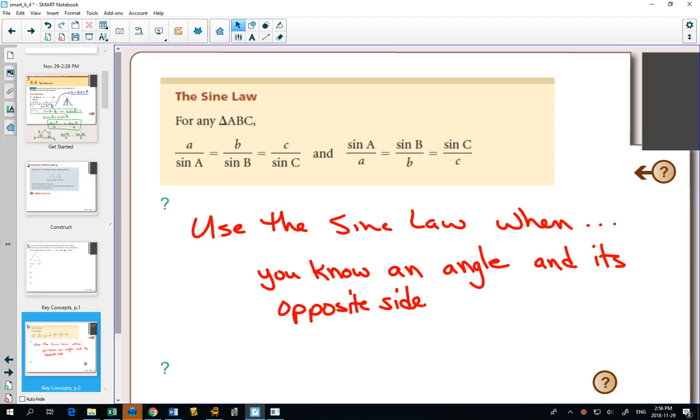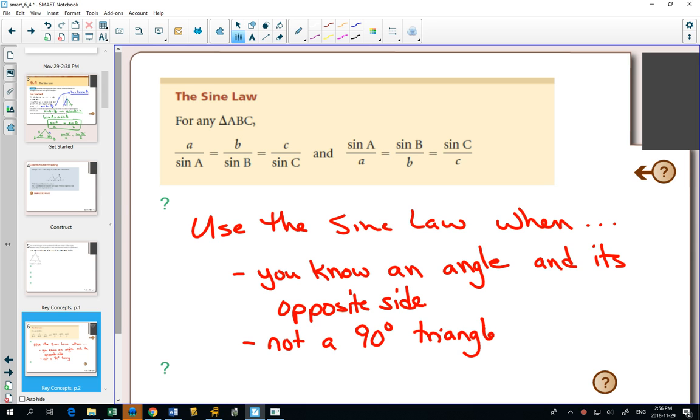And it doesn't matter if you write it as sine A over A equals sine B over B, or you flip it and write A over sine A equals B over sine B. When are we going to use the sine law? Okay, right now, obviously. You're going to use the sine law when you know an angle and its opposite side. And when you have a triangle that's not a right-angled triangle.